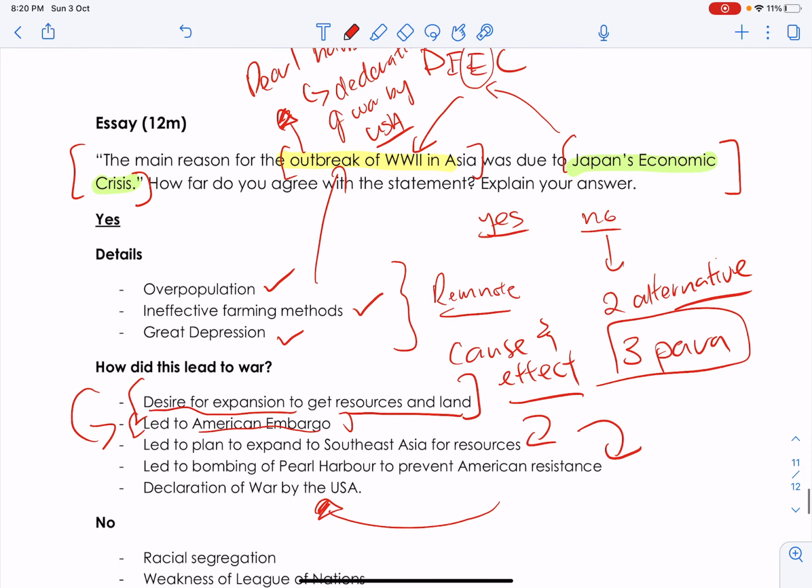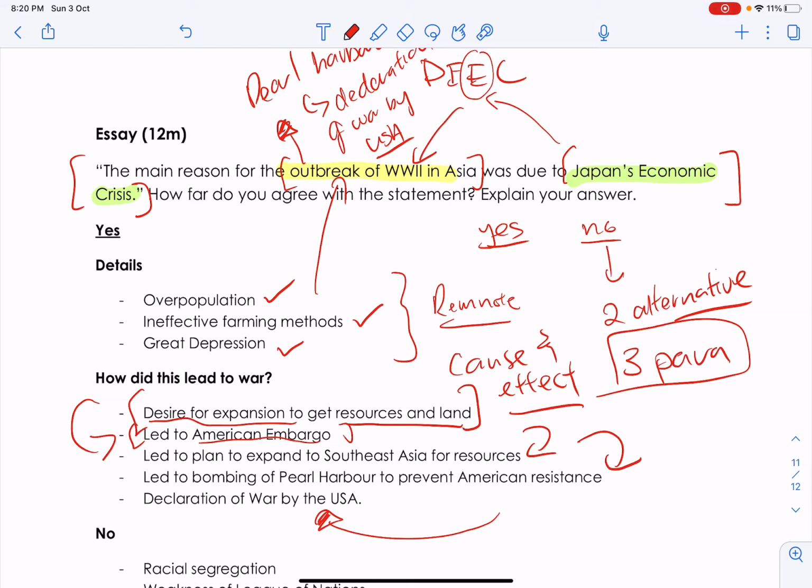So you see, you cannot just end with the problems that Japan faced. You must continue with, thus, because of all these problems, what is the action they took that led to war? Because of all these problems, they desired for expansion to get this thing, which is resources and land.